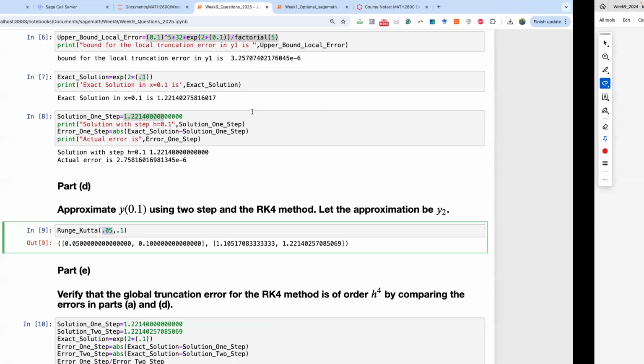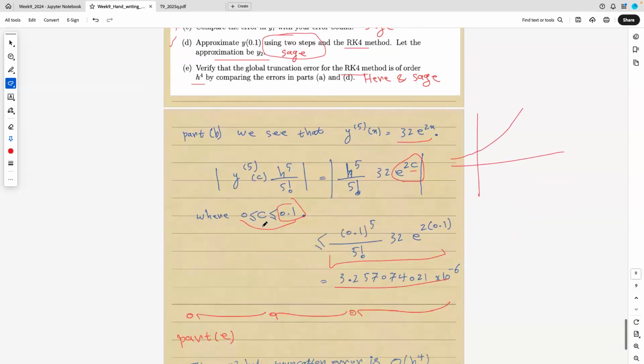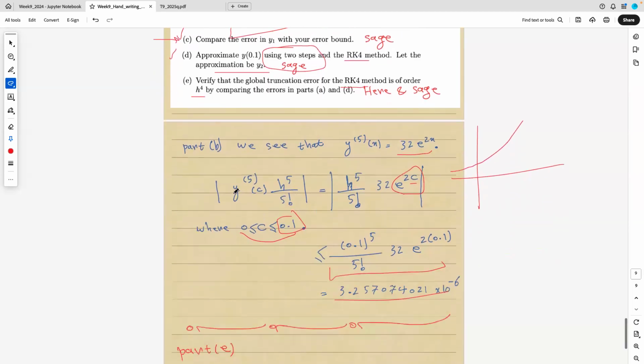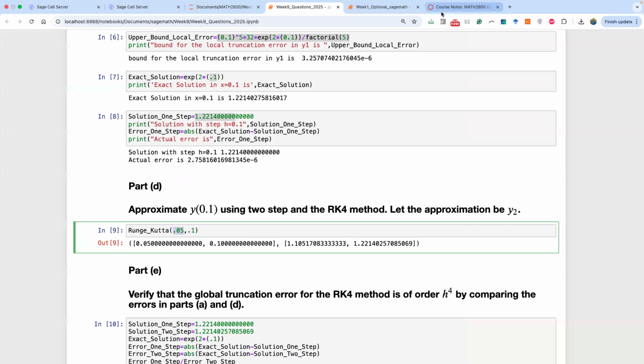Okay, so let's do part E. This one is checked, this one is checked. Verify that the global truncation error for this method is of order h^4 by comparing the errors in part A and part D. So let's do this one. The global truncation error of Runge-Kutta order 4, RK4, according to the lecture notes, is this.